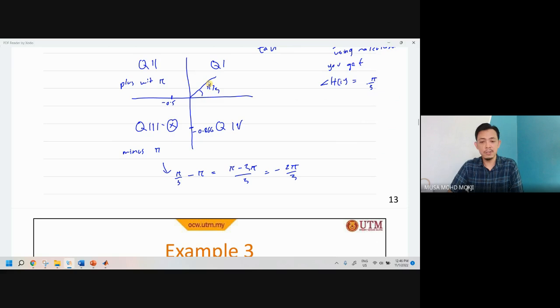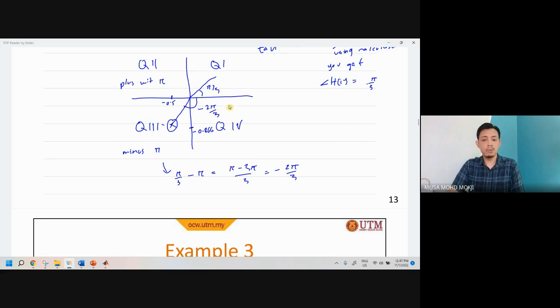Because this is pi over 3, this is 2 pi over 3 here, positive. This is pi over 3. Somewhere here is negative pi over 3. And then somewhere here it is negative 2 pi over 3. Okay, so you need to be careful on that one.